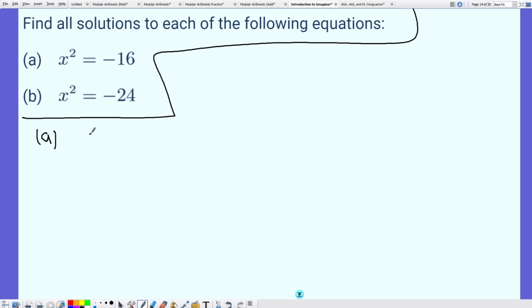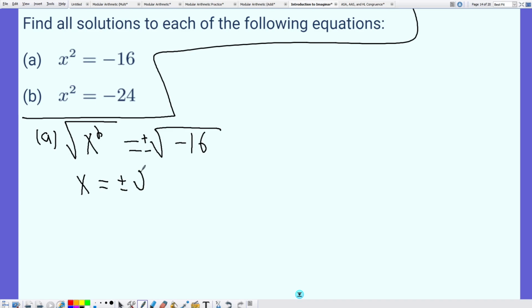If I have that x squared is equal to negative 16, how I would normally solve for x is taking the square root on both sides of the equation. We got x is equal to, and when we take the square root, we get plus or minus. So we have plus or minus the square root of negative 16.